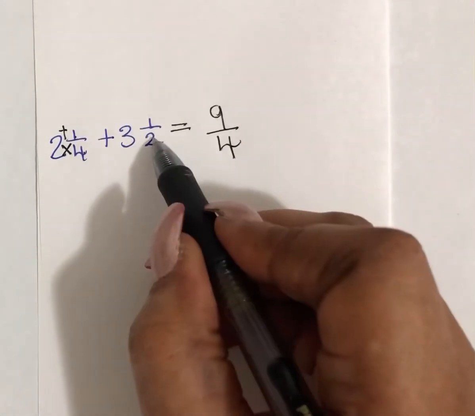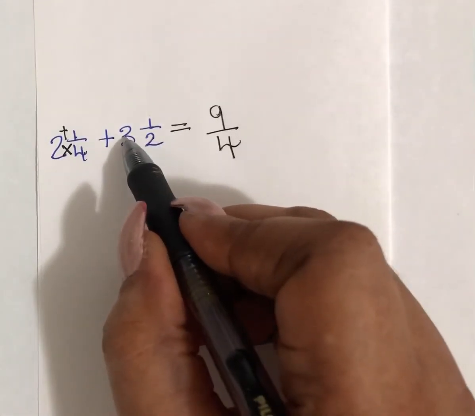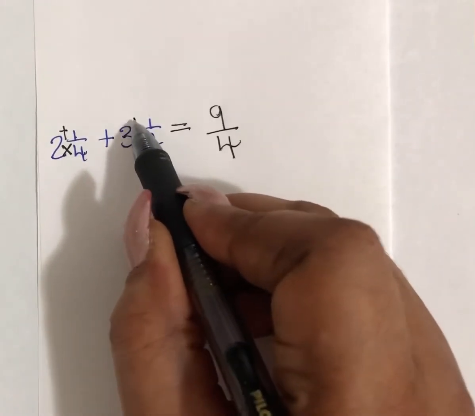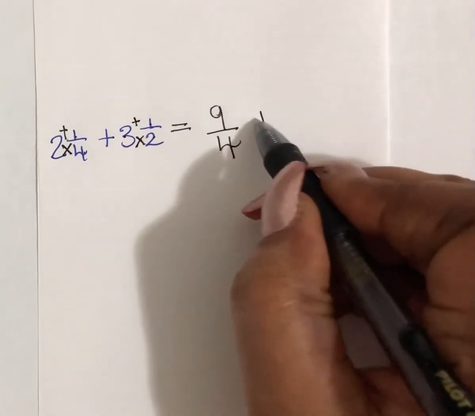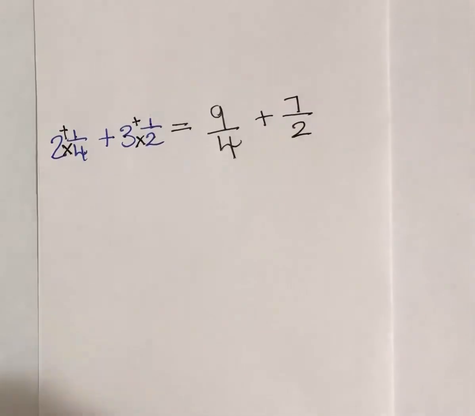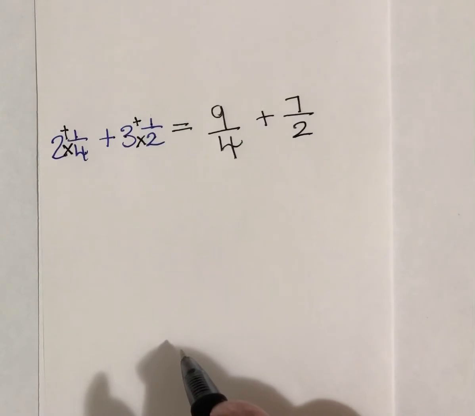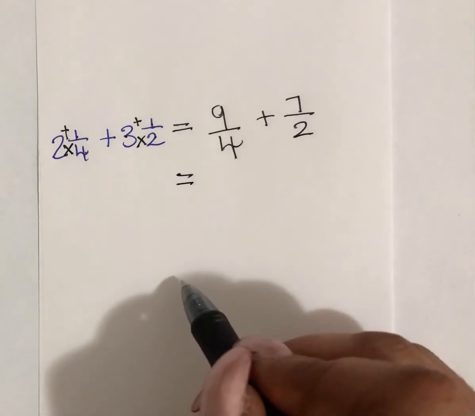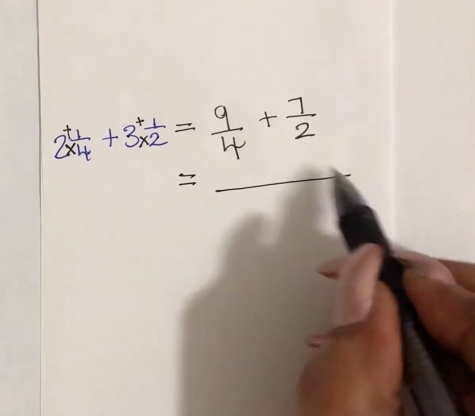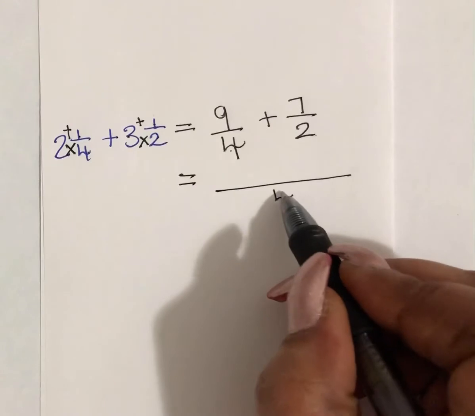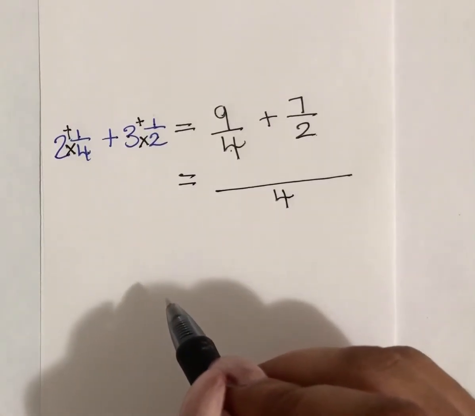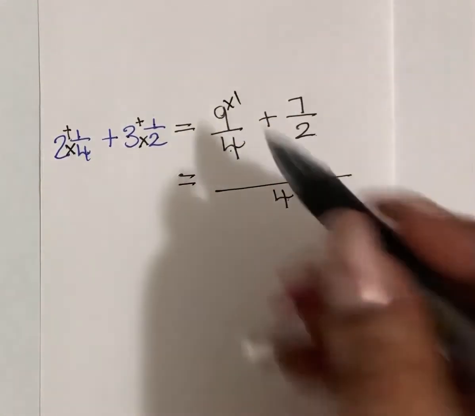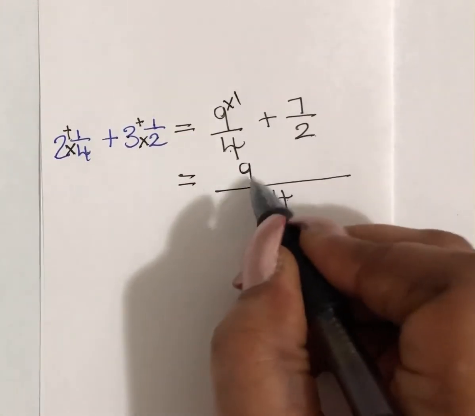The concept is multiply the denominator by the whole number. 2 multiplied by 3 is 6, and then we add 1. 7 over 2. So we have successfully changed these mixed fractions to improper fractions. Of 4 and 2, our lowest common denominator is 4. 4 goes into itself once. 9 multiplied by 1 is 9.